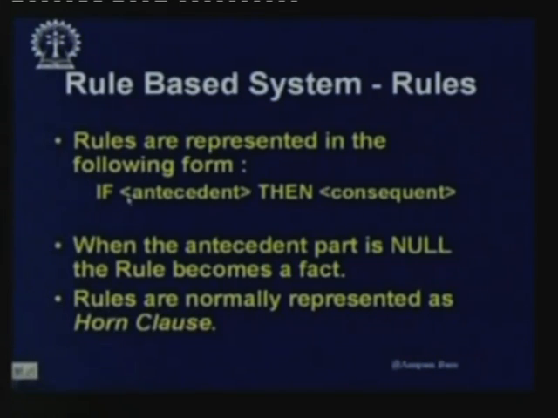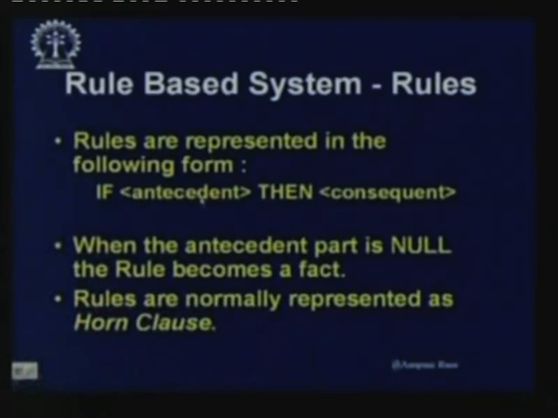Now, as I said, the rules are represented in the following form: if antecedent, then consequent. And the antecedent can be a conjunction of a number of antecedents. When the antecedent part is null, I will just have a consequent. If the antecedent part is null, then obviously it becomes a fact. That is a true fact. A fact in general, we will assume that a fact is true.